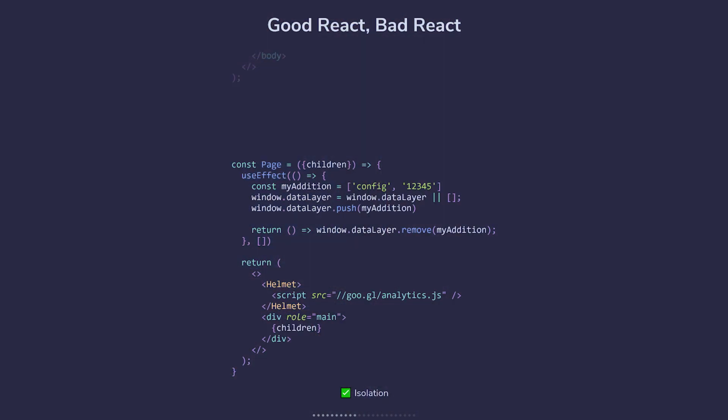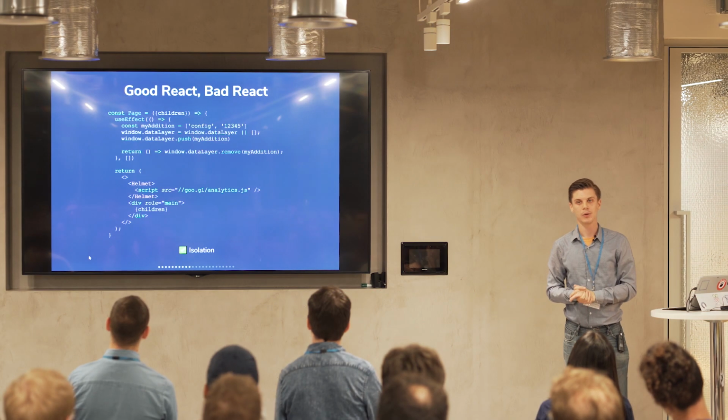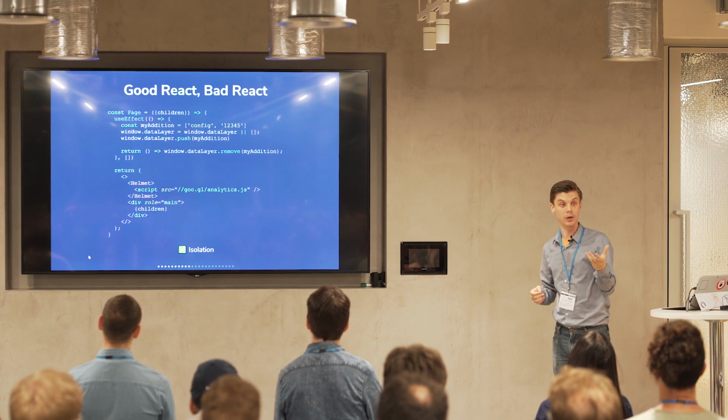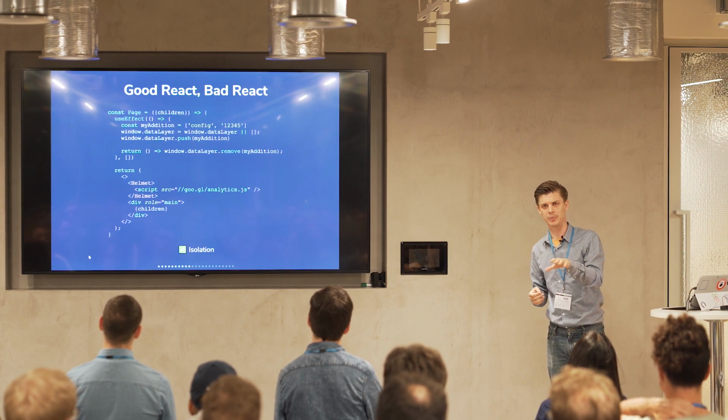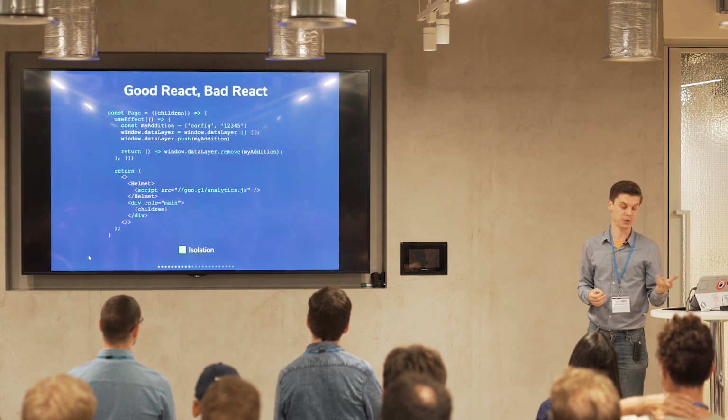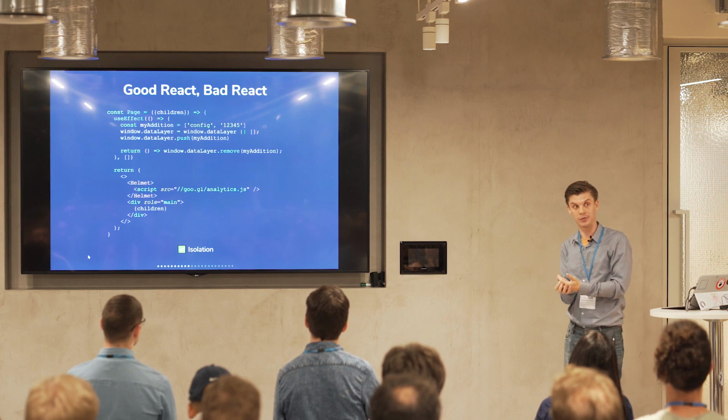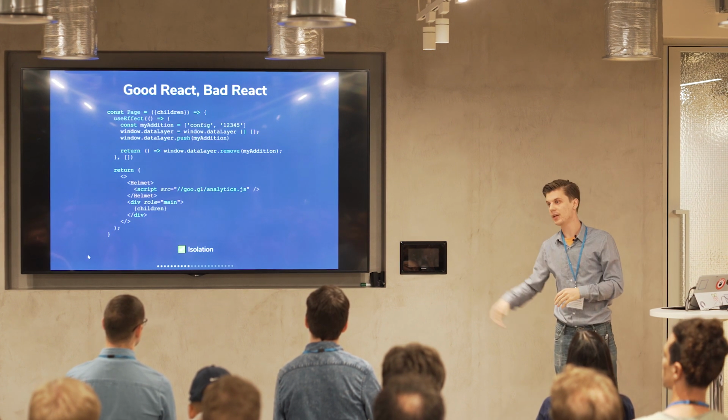Here's a slightly verbose example of how you might make this more isolated. So you use an effect in order to change the window data layer state when the component gets mounted and when it unmounts. You use the helmet library to add a script tag to your head. And you have a main component that isn't the body, but it is just a div like any other. It has the role main. So in theory, you could render this page twice in your page and it would continue to work. You probably don't want to because it's a big accessibility no-no to have two main components. But for example, if you wanted to render a test page with multiple pages, this is now possible.